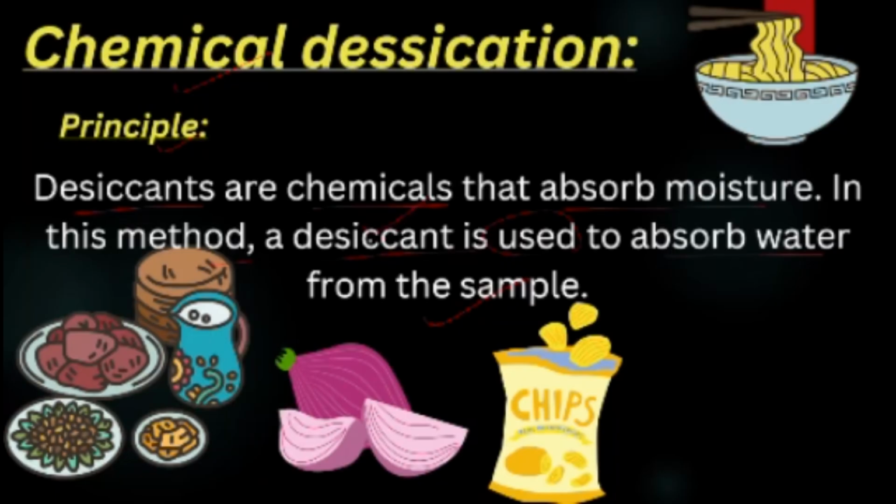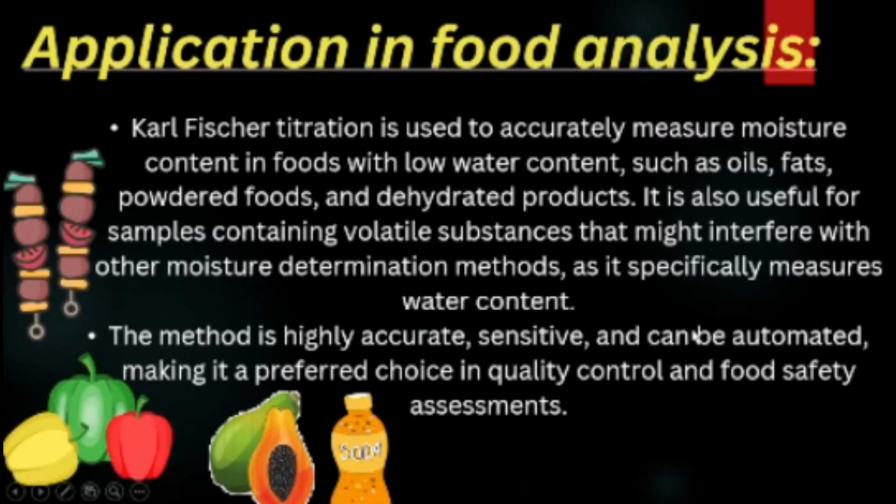Water desiccants. These are chemicals that absorb or adsorb moisture from the sample. Some common desiccants are calcium chloride, CaCl2, silica gel, and phosphorus pentoxide, P2O5. These are the common desiccants that are used in the food industry.